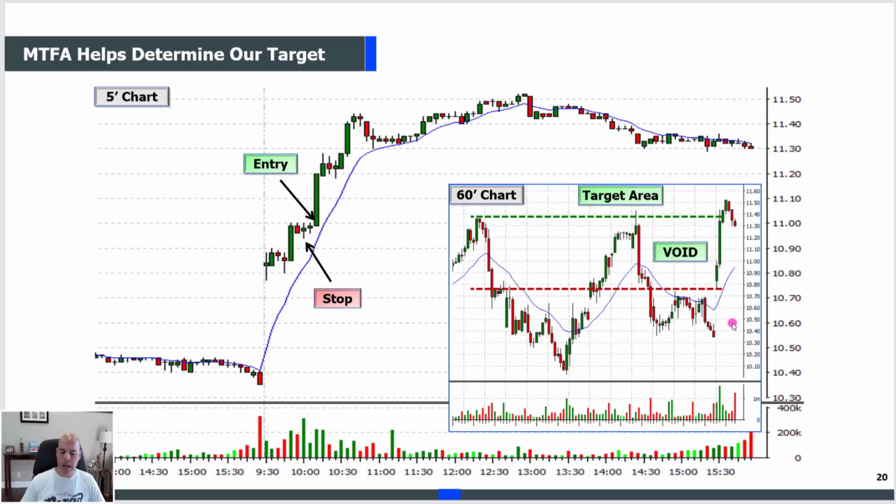So you're gapping over a topping tail red bar. Sellers, sellers, sellers. Nobody thought this thing was going to gap up the next day. So if you shorted this stock and you woke up $1 underwater or 50 cents, you're going to do what? You're going to cover. And when you buy to cover, you push the stock higher.